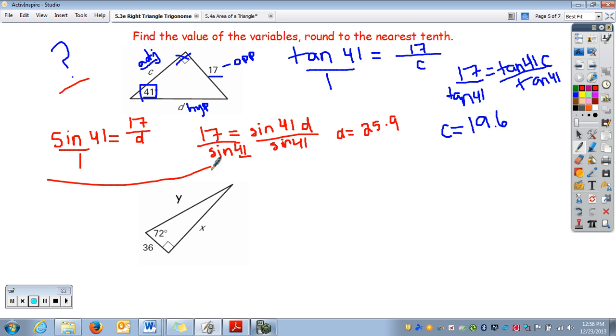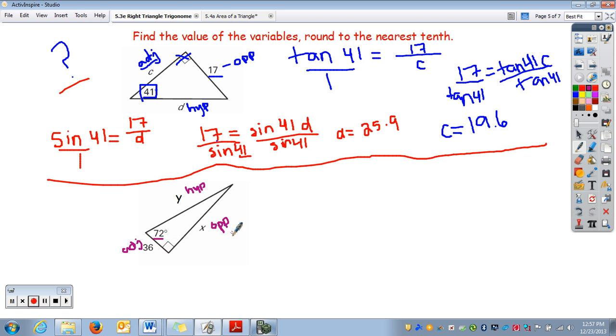Alright, so let's look at the bottom. So here, my angle measurement I give you, we can't use 90, is 72, which makes y the hypotenuse, because it's across from the 90. X is the opposite, and 36 is the adjacent, because it's right next to the 72. So let's do x first.